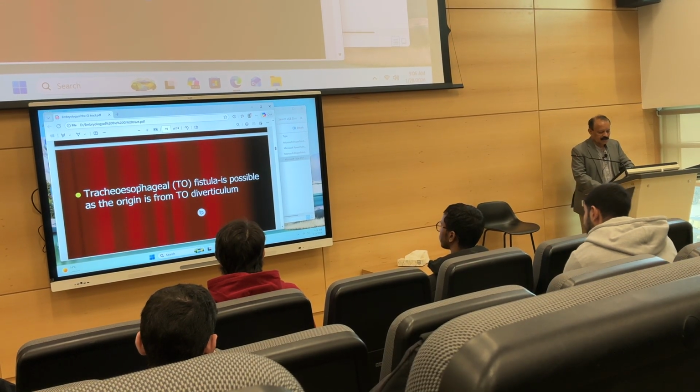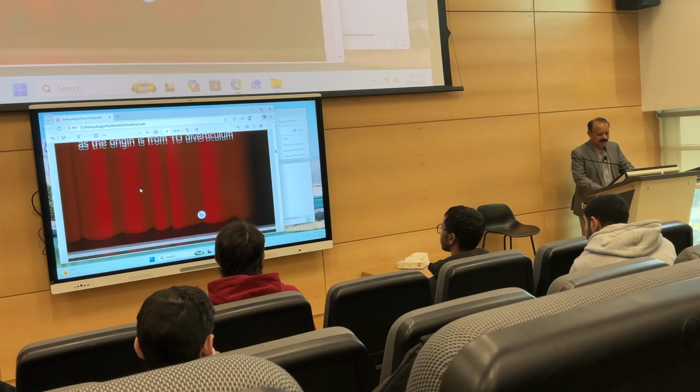Tracheoesophageal fistula is possible as this origin is from the tracheoesophageal diverticulum.